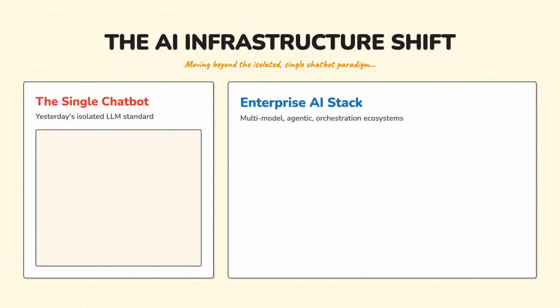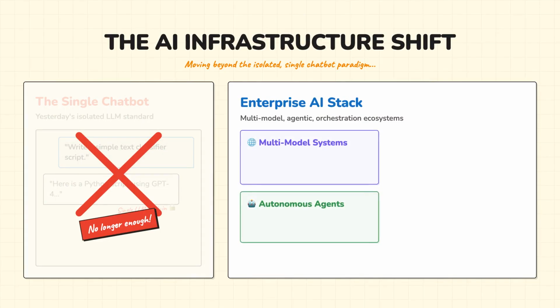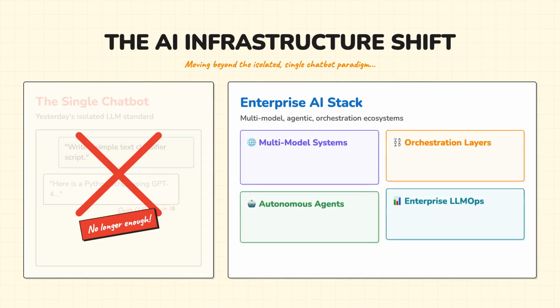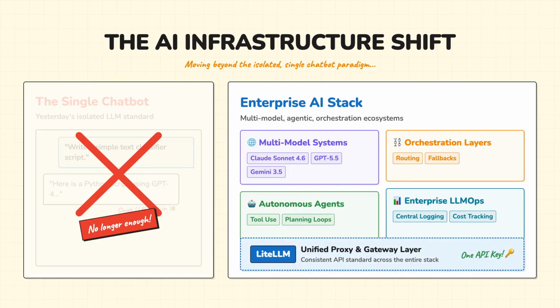LiteLLM matters because it reflects a larger transformation happening across the AI industry. AI is no longer just about chatting with a single model. We are entering a world of multi-model systems, autonomous agents, orchestration layers, and enterprise-scale AI operations. As complexity grows, infrastructure becomes essential. And LiteLLM is one of the clearest examples of that shift happening in real time.